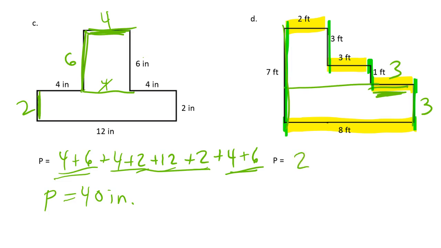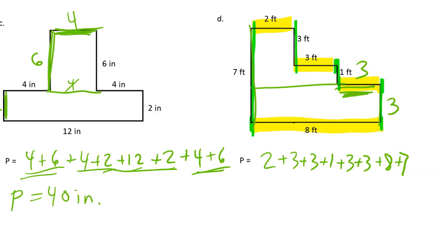Starting from the top, going to the right, 2 plus 3 plus 3 plus 1 plus 3 plus 3 plus 8 plus 7. Now let's see, we get a lot of threes here. You could use those, but I'm always looking for 10. So there's 2 and 8, that's a 10, and 3 and 7, that's another 10, so that's 20. And then I see 3 threes, which is a 9 plus a 1, that's another 10. So 10, 20, 30. And it's feet.